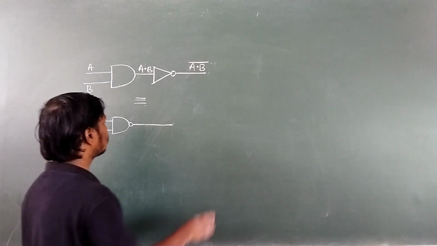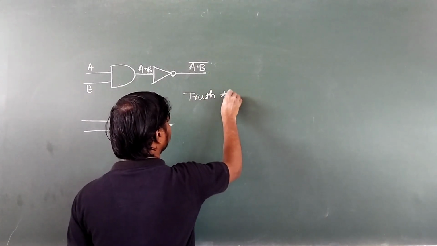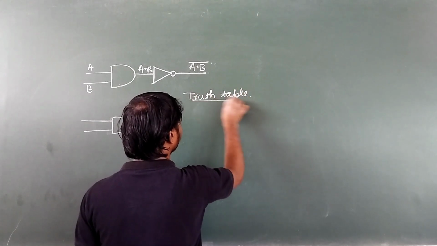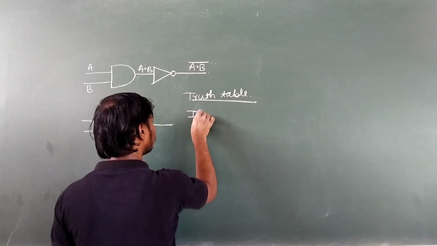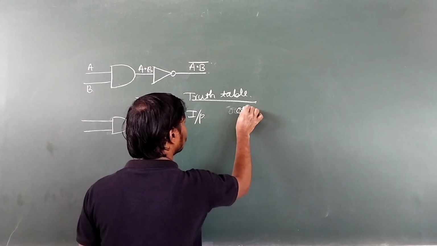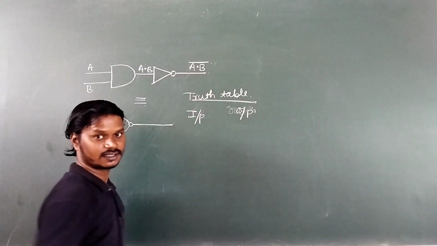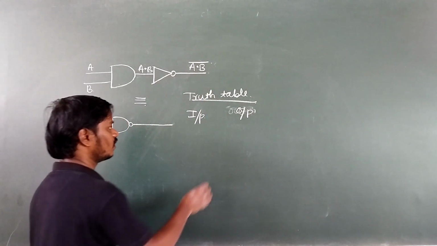Now truth table for NAND gate. Again input, output. So here, output for both AND gate and NAND gate.